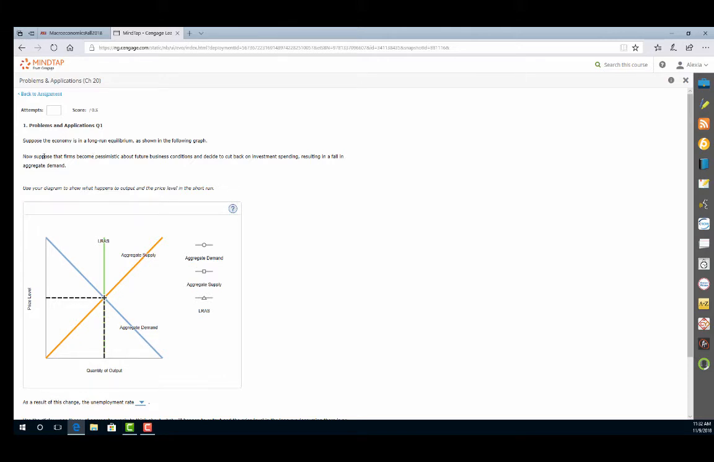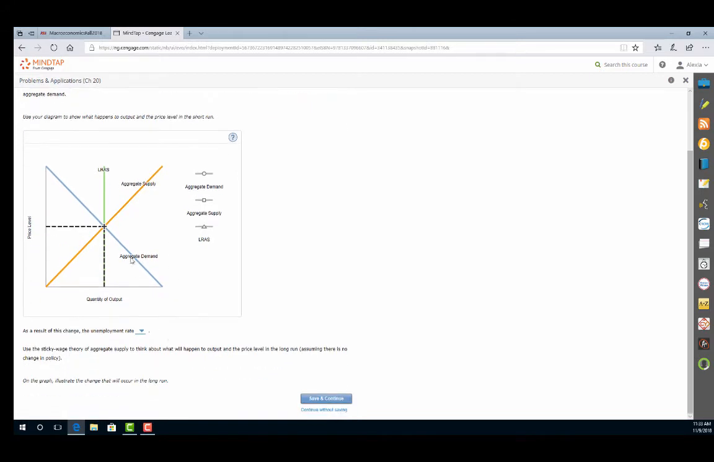So it says, remember, always read these questions at least twice. Suppose the economy is in a long-run equilibrium. So they're saying, okay, we're starting right here. We're in long run. So that's good. And then suddenly it says firms become pessimistic about future business conditions and decide to cut back on investment spending. And they tell you right there, they actually tell you it results in a fall in aggregate demand, which hopefully should make sense to you because, as I say, aggregate demand represents consumption, investment, government spending plus net exports, exports minus imports.